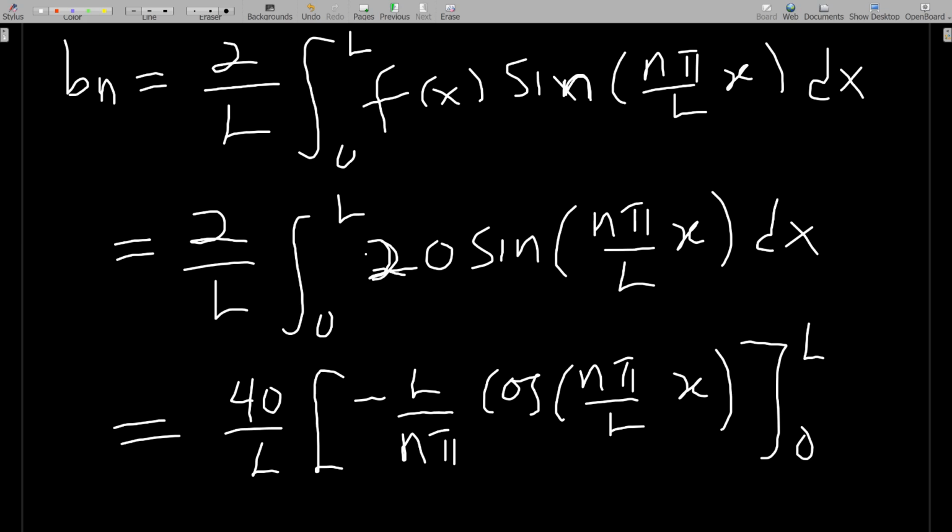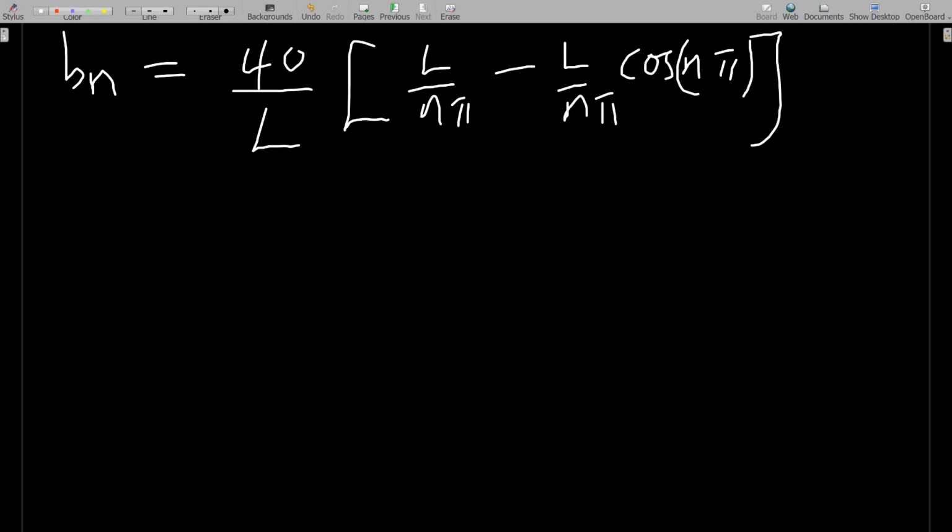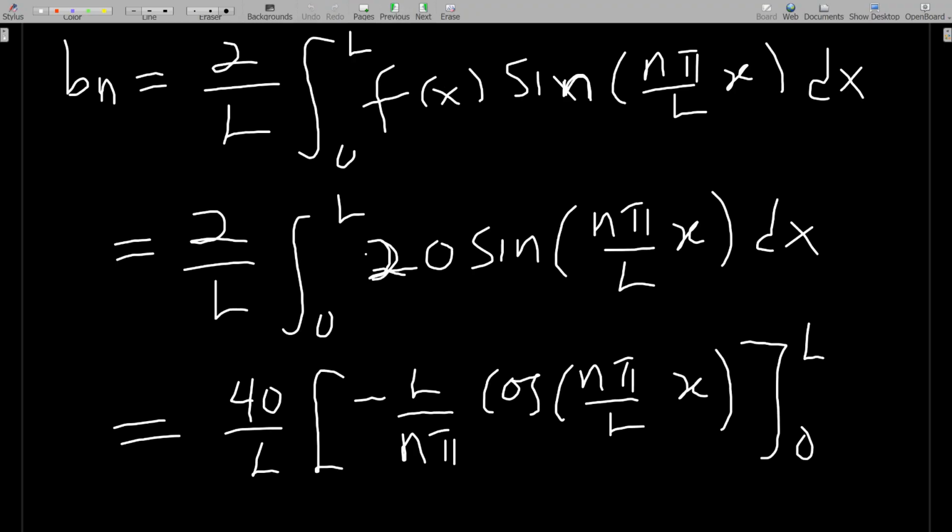Then minus, when you set 0 in, already you have a minus L over n pi in front, so you get minus, and that will be plus L over n pi into cos of 0, and that is 1. So all you get here is your Bn will be equal to 40 over L into L over n pi minus L over n pi cos of n pi. Actually, when you put the upper limit in, you get minus this, then minus this one, that will be plus. So I just interchanged it. I want you to go through the steps by yourself, or if you want, I can still go through them with you.